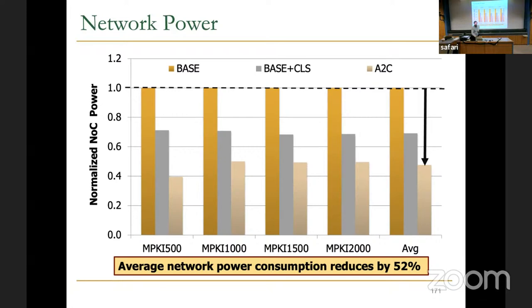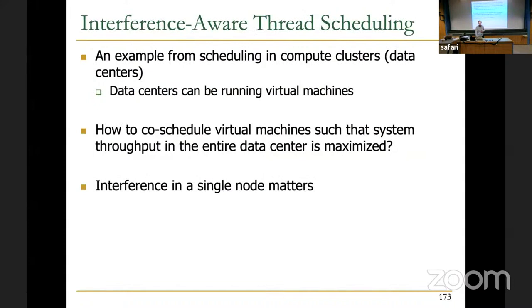Okay, so this is an example of application to core mapping. And then, of course, this is a one level scheduler. This is a node scheduler. But in data centers, you have a higher level scheduler that decides which applications should go to which node, right? So there are higher level decisions that you may need to make. And people have shown that interference in a single node matters when you do scheduling. Like when you co-schedule virtual machines in a data center, how do you maximize throughput? People have shown that interference actually matters.